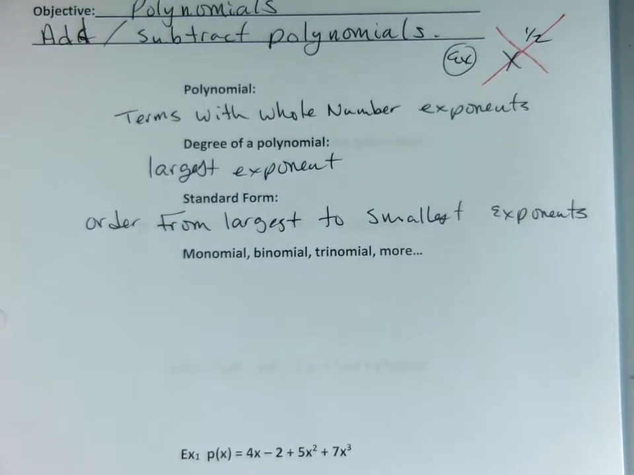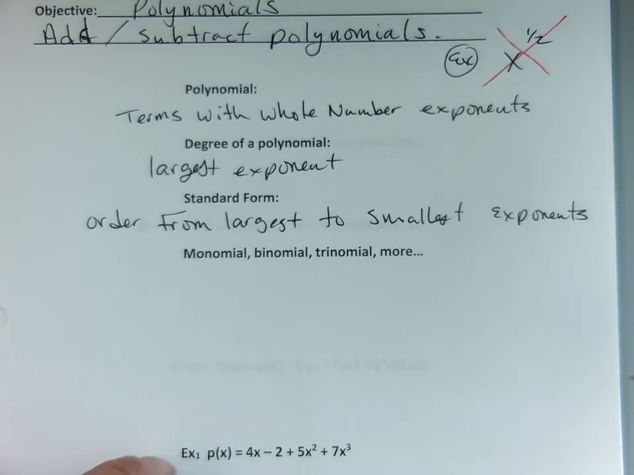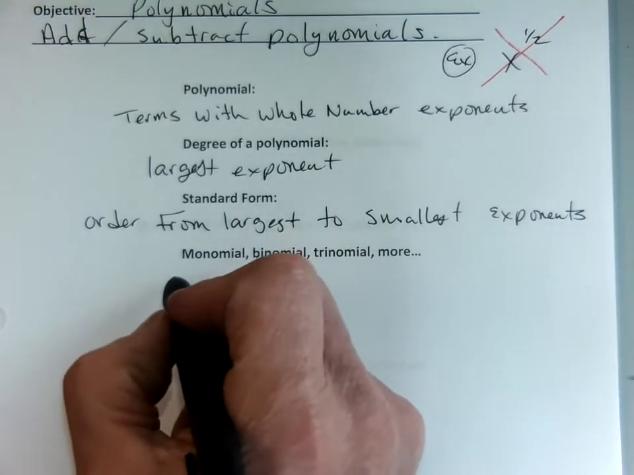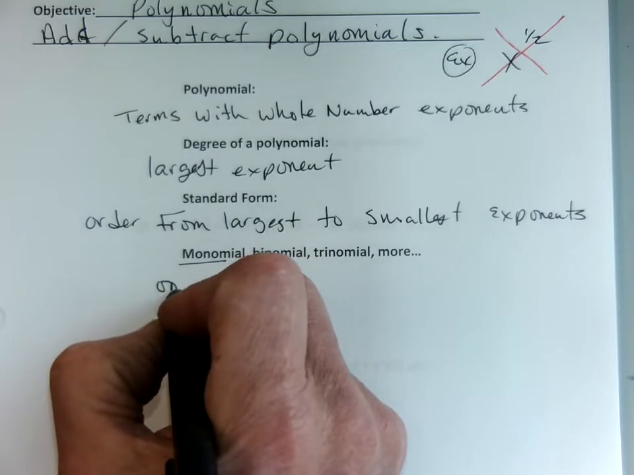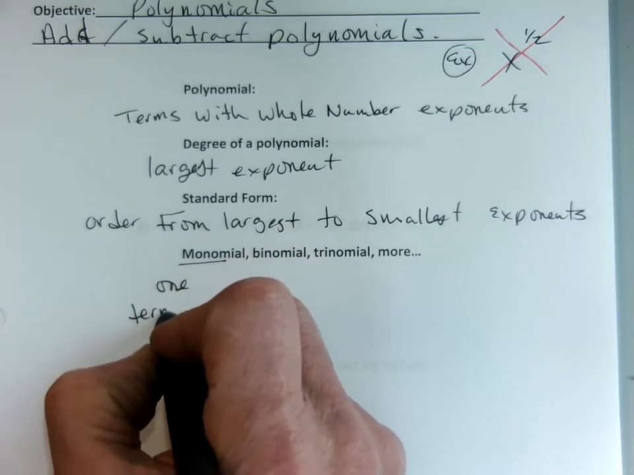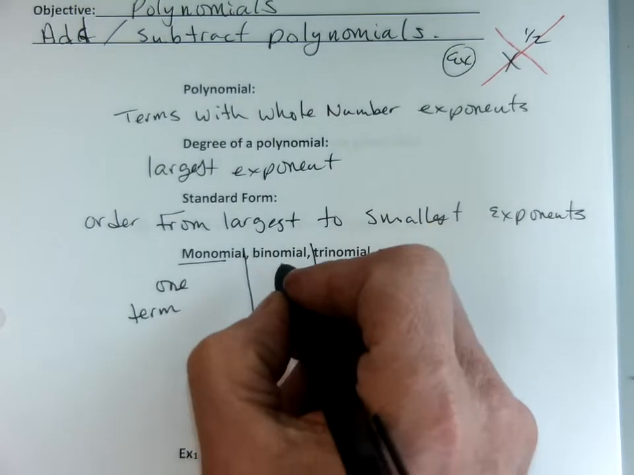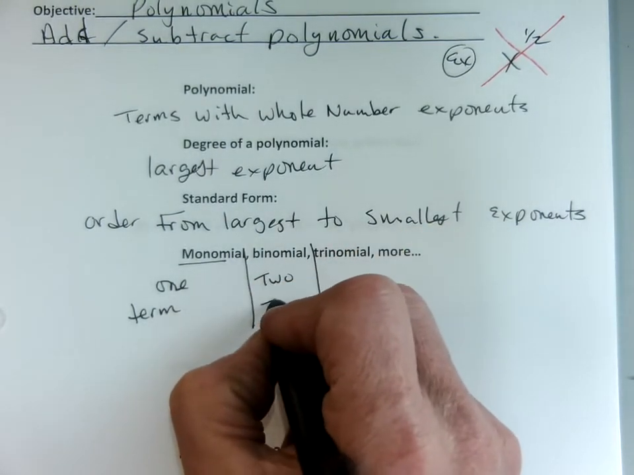So an example. May as well throw down an example. Oh, we have an example coming up. Monomial, one term. Binomial, two terms.